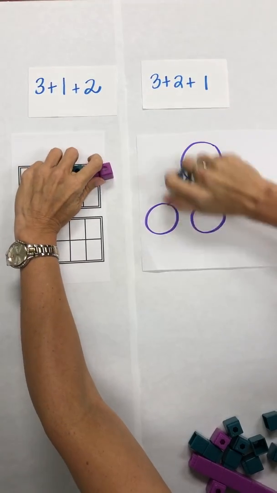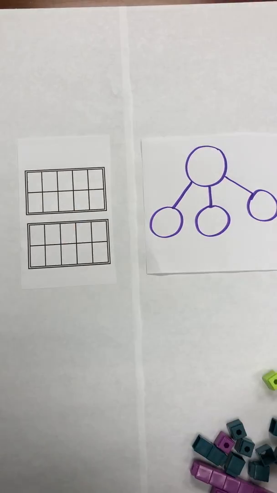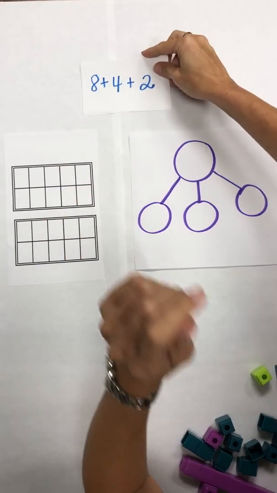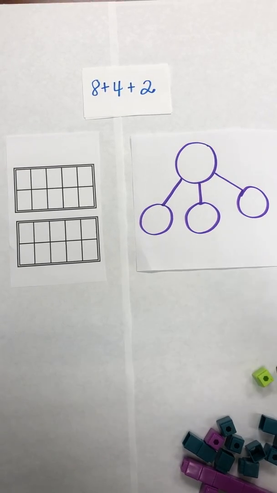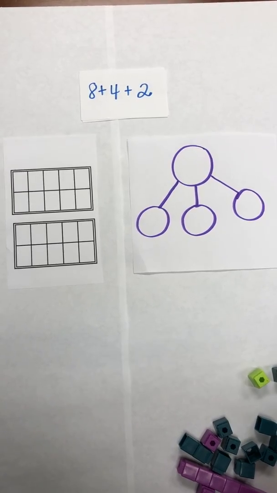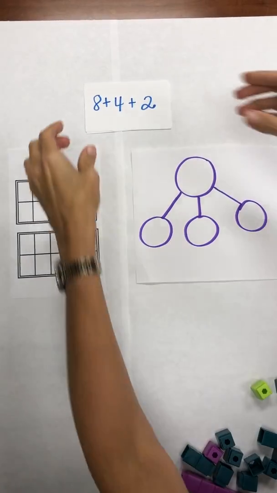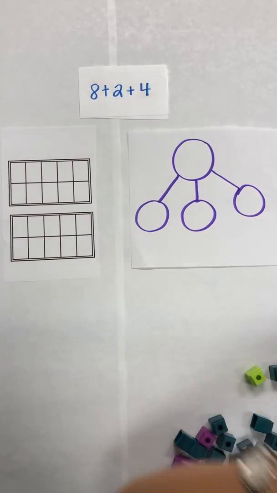All right, let's look at some larger numbers. So if I have 8 plus 4 plus 2, once again, we want our students to start looking at these numbers. Is there anything that's friendly that I could put together? And I realize that 8 and 2 make a 10. So I'd want to rewrite that and change the order so that it's 8 plus 2 plus 4.